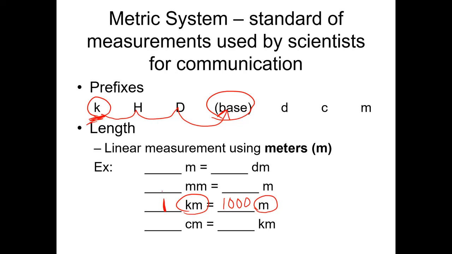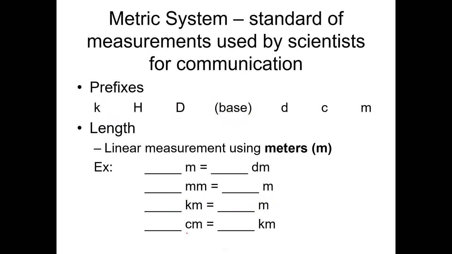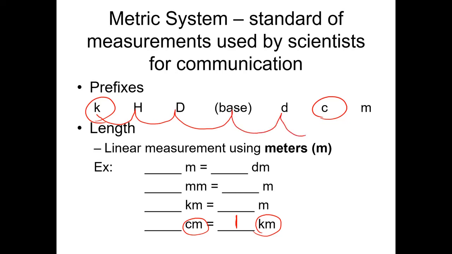Okay, down here I have centimeter and kilometer, kilo and centi. So I'm going to put a 1 next to the kilo because it's furthest to the left. And I'm going to move 1, 2, 3, 4, 5 places. So I need a 1 with 5 zeros. 1, 2, 3, 4, 5. So there are 100,000 centimeters in every 1 kilometer.